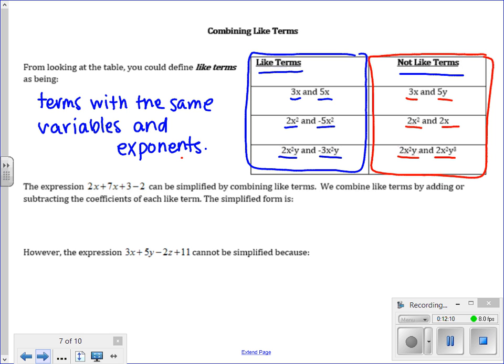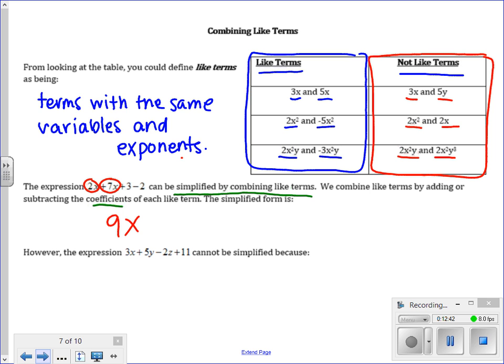Down below it says the expression 2x plus 7x plus 3 minus 2 can be simplified by combining like terms. We combine like terms by adding or subtracting the coefficients of each like term. So when I look at this example, it appears that I have 2x and 7x. Those are both plain old x's there. They are like terms because they have the same variable. So I add the 2 and the 7, which gives me 9x.